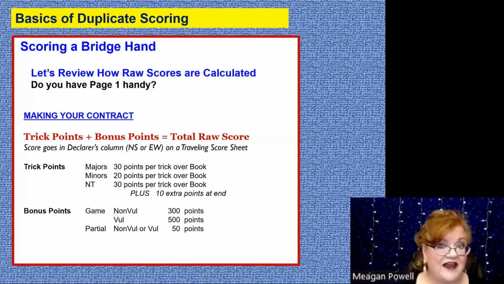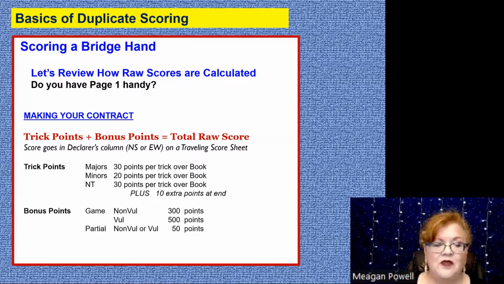If you had bid a game, you get a big bonus, hundreds of points. If you are not vulnerable, declarers, you get 300 more points. If you are vulnerable, you get 500 more points on top of your trick points. If you're in a partial contract, not quite game, and you make your contract, it won't matter whether you're vulnerable or not. You just get 50 extra bonus points.